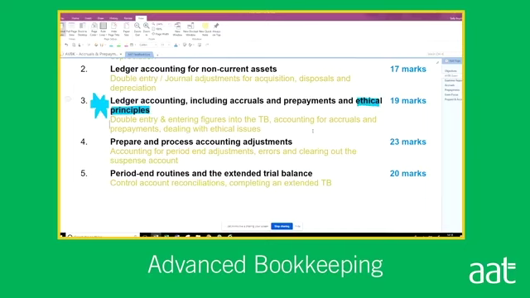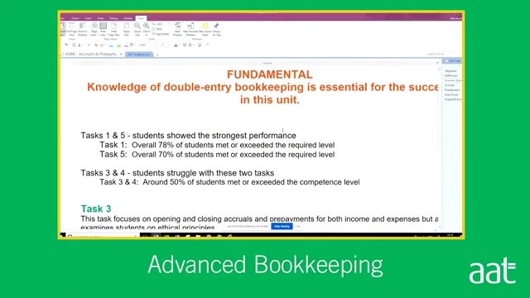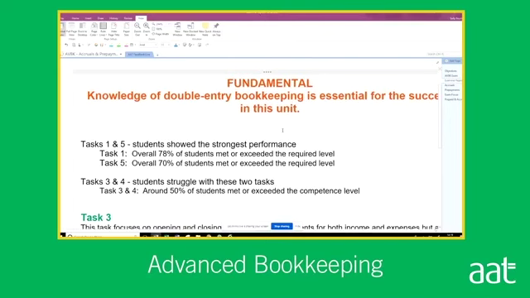So the question is basically, how are you performing? And the examiner report, which is available to you all on My Kaplan, outlines each individual task, but also tells you how students are performing. So for myself, I'm going to really just focus on task 3, because that's what today is all about, accruals and prepayments.